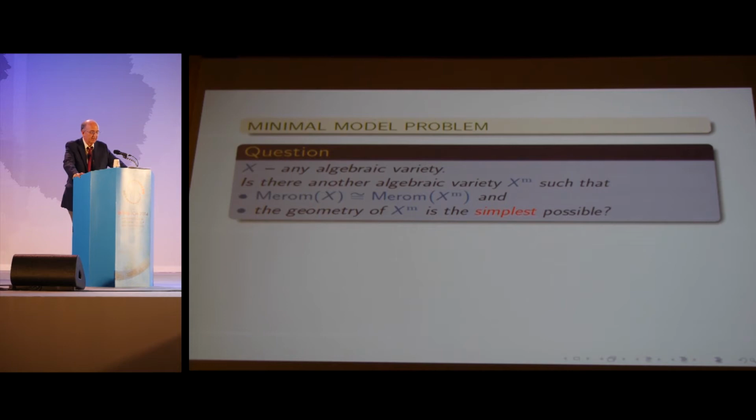So there's a natural way to go between meromorphic functions on X and meromorphic functions on X_M. And we would like the geometry of X_M to be the simplest possible. And so in Riemann's case, he had a simplification that was achieved, that he created something that's compact and something smooth, and for curves, this was unique.